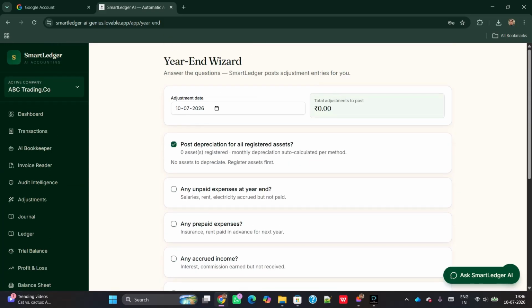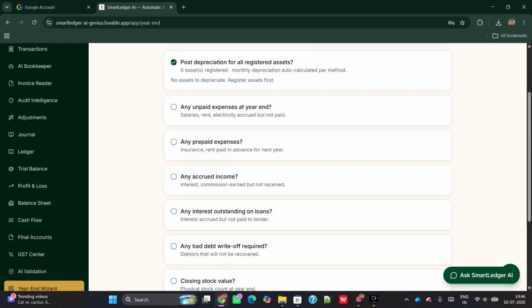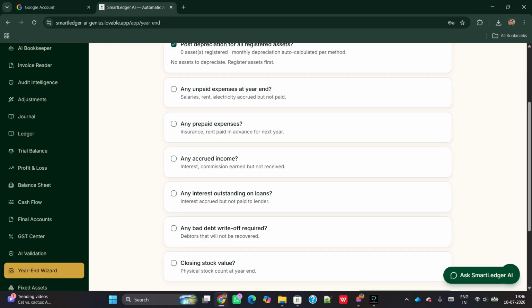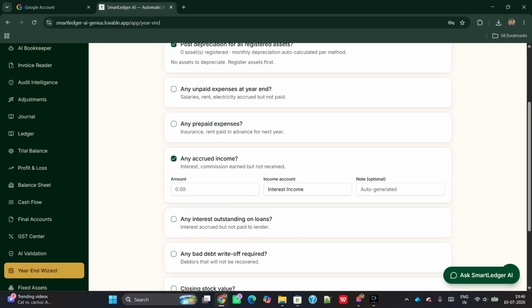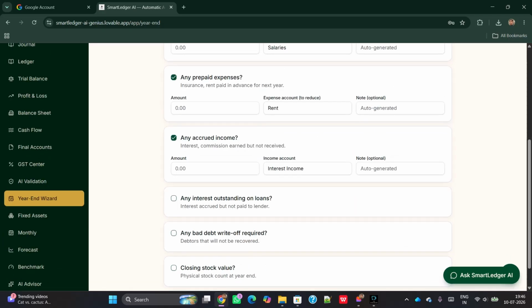Just on clicking on any of the options or checkboxes below, you can add any amount, that is any interest incurred, any prepaid expense, any unpaid expense at the year end. You can add it at the year end if you forgot to add it in the transactions.